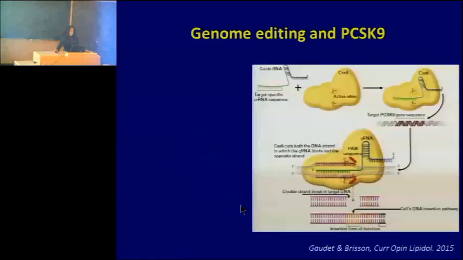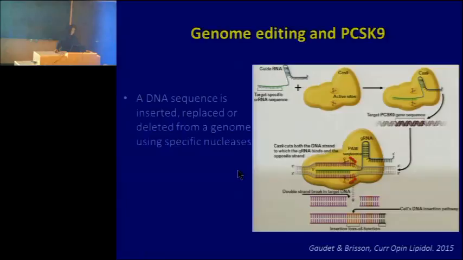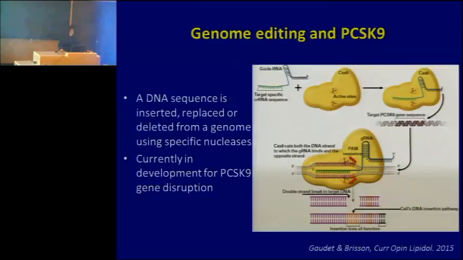And then lastly, and this is my last slide, this is the funkiest thing of them all, genome editing, and I'm not really sure if any patient will actually buy into this, but it's being worked on. So what is genome editing? Essentially you can edit the genome. You go in with these specific nucleases, which are essentially scissors for DNA, and they can go and cut your DNA and replace it. If you have a gene that isn't working right, you go and cut it off and put something else in. So that is actually being worked on for PCSK9. PCSK9 gene disruption is actively being worked on.